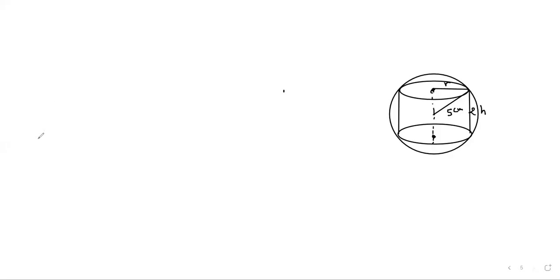This is another example to give you how to use the problems of maximum and minimum in real life or in practical situations. So let's look at the worked example on page 222. The diagram here shows a sphere, and inside the sphere there is a cylinder.